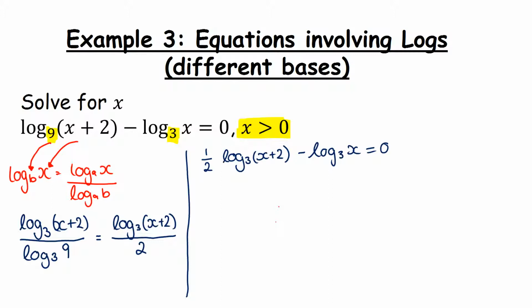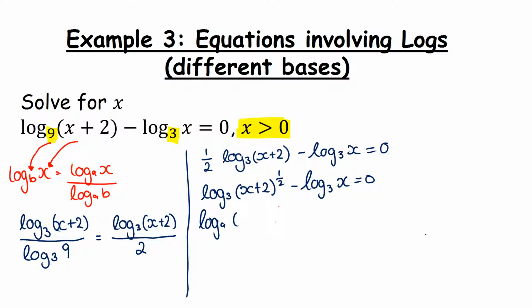Now, like before, if we have a coefficient in front of our log, it becomes a power. So that is the third rule in the second column on page 21. So this becomes log to base 3 of x plus 2 to the power of a half minus log to base 3 of x equals 0. Now that we have two logs of the same base, we can apply the second formula that appears in the second column of page 21, and that says if two logs are subtracted when they have the same base, we can simply divide. So that's what we'll do.